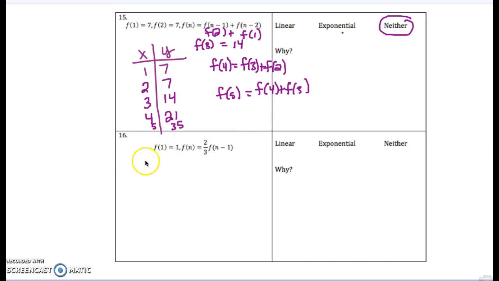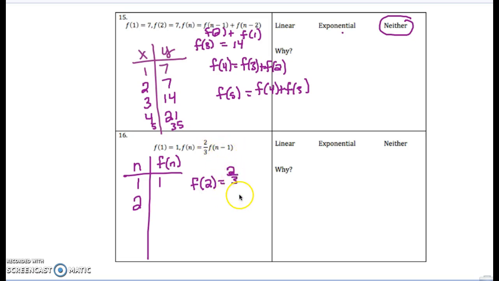And then here it tells us that f of 1, so if this is n and this is f of n, or x and f of x, it doesn't matter which function you're using, is equal to 1. If I plug in 2, f of 2 is going to be equal to 2/3 of f of n minus 1. So if I plug that in, f of 2 is equal to 2/3 of f of 1. Well, it'll just be 2/3.